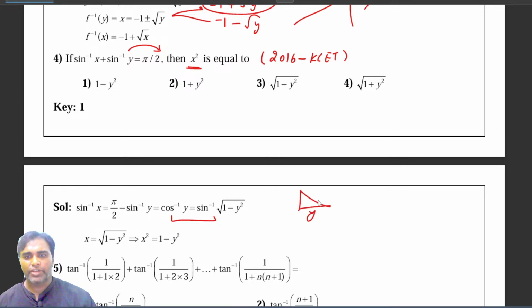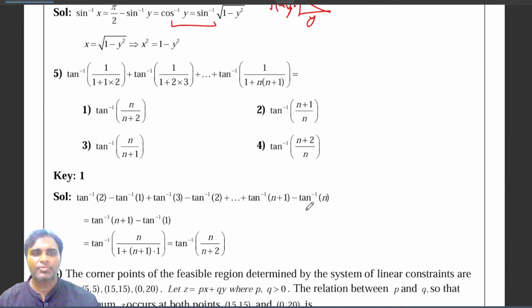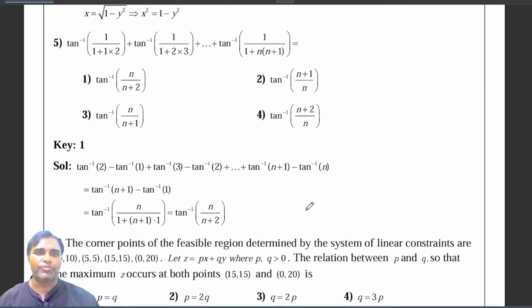So in terms of y, what can I write? 1 minus y square. So the x value is coming as root 1 minus y square. So what is the x square value? 1 minus y square. Option A. So again an easy problem, right? Not so difficult. Now this is the fifth one.